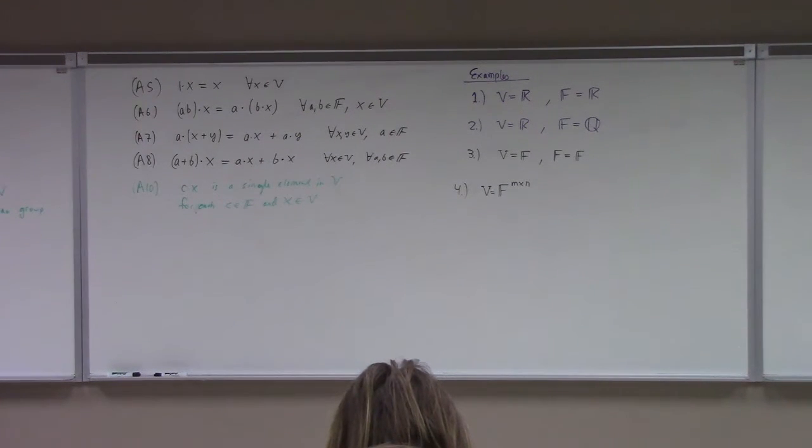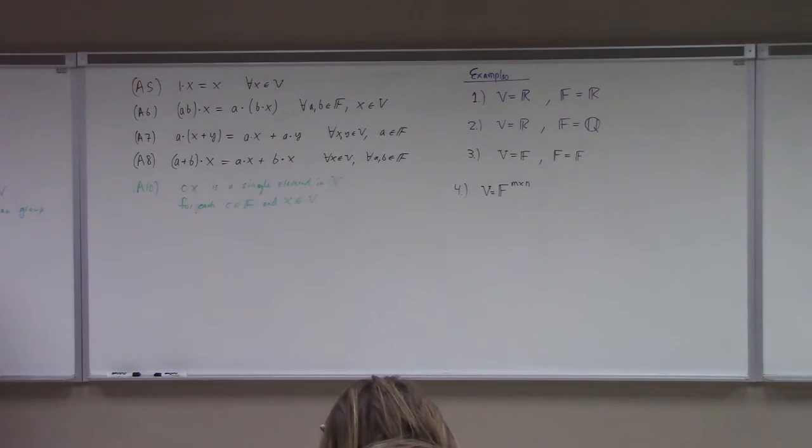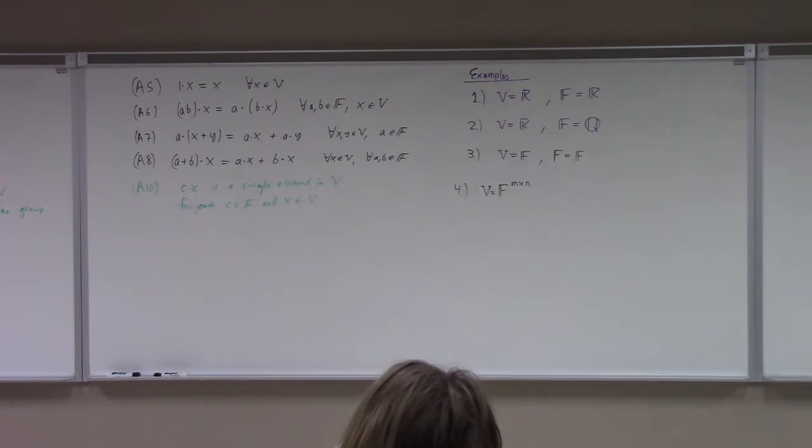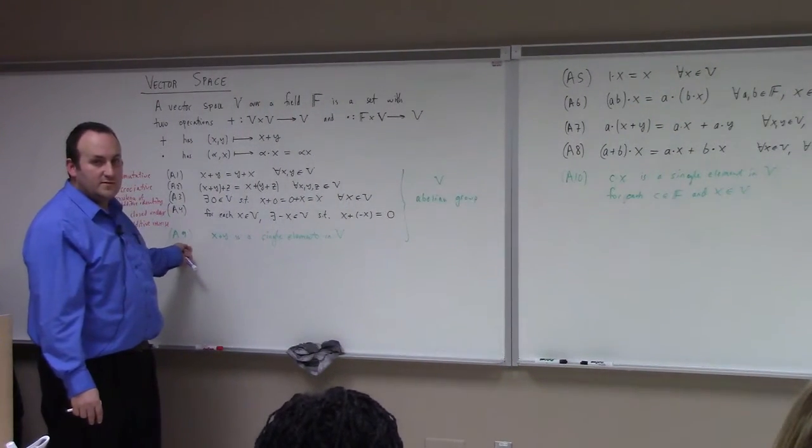Could be real, could be complex, could be over Z mod 3, whatever. Pick your favorite field, take the m by n matrices. Is the sum of m by n matrices, again, an m by n matrix? Yes, so we got axiom 9. Is it a single m by n matrix? Absolutely. How about the scalar multiple?